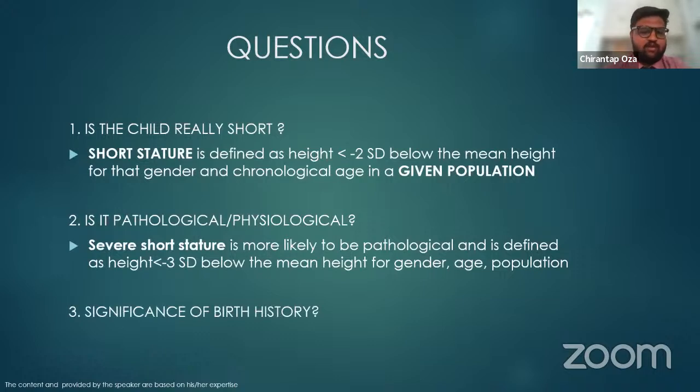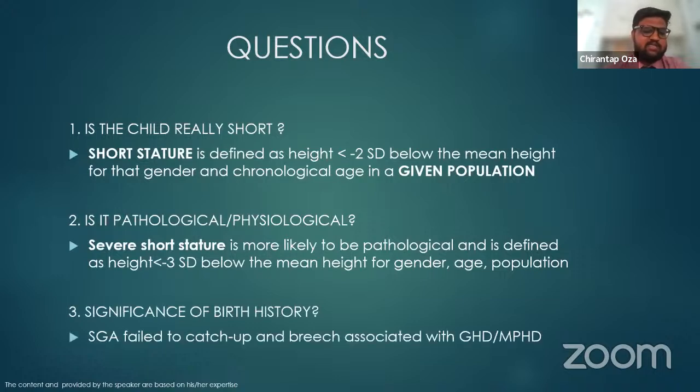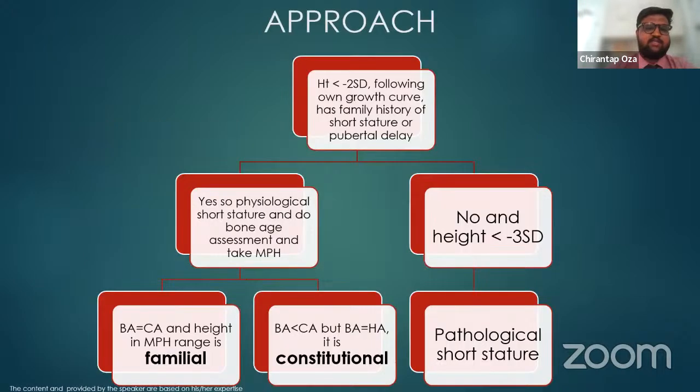So what is the significance of birth history in these cases? A small for gestational age child may fail to catch up. That would be discussed in detail in the next session by Dr. Nikhil Shah. Also, breech delivery is associated with growth hormone deficiency or multiple pituitary hormone deficiency. So that is the significance of birth history in these cases.